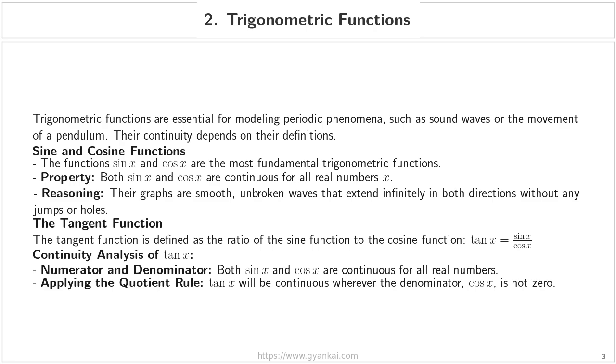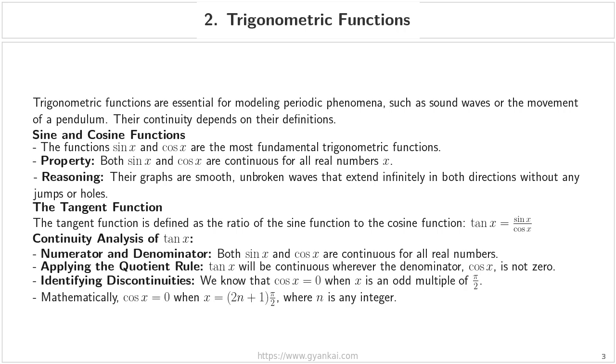By applying the quotient rule we discussed earlier, we know that tangent of x will be continuous wherever the denominator, cosine of x, is not equal to 0. So, where exactly does the function become discontinuous? We know from our study of the unit circle that cosine of x equals 0 whenever x is an odd multiple of pi over 2.